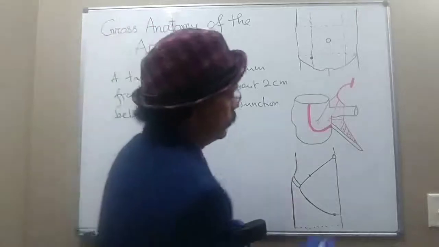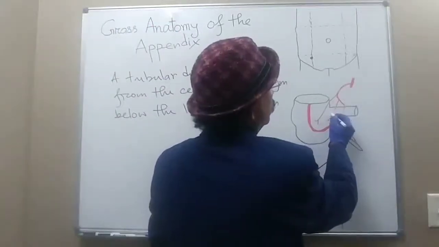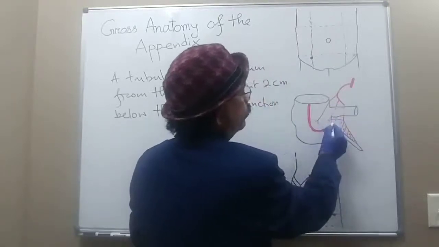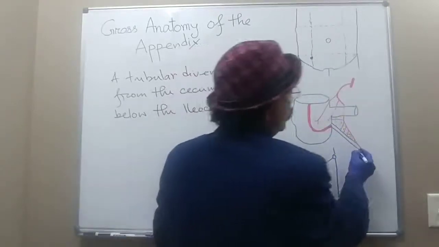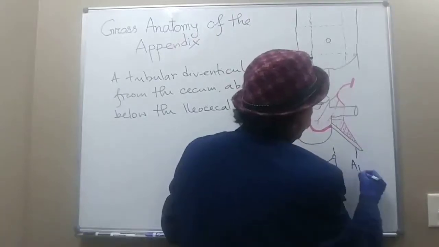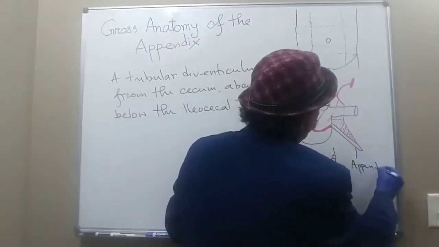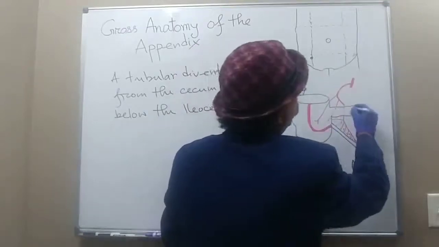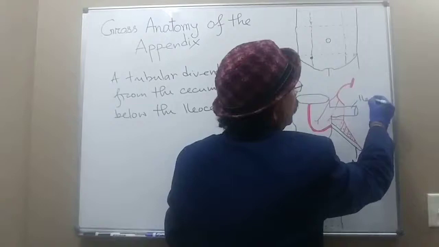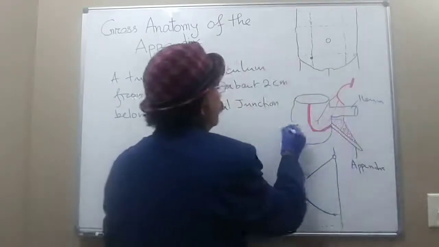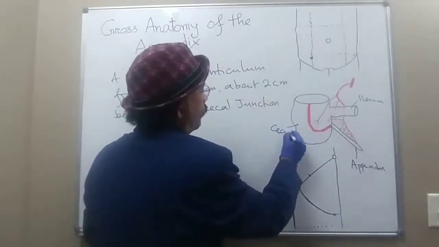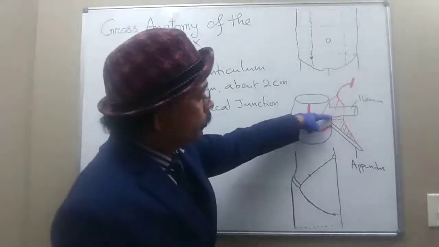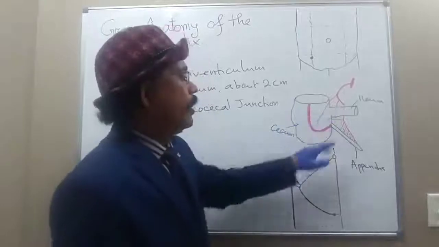Okay, so this is the ileocecal junction here. From here, around 2 cm below, this is the appendix. This is the ileocecal junction. This is the ileum, the terminal part of the ileum. This is the cecum. So about 2 cm from here, this is the appendix.